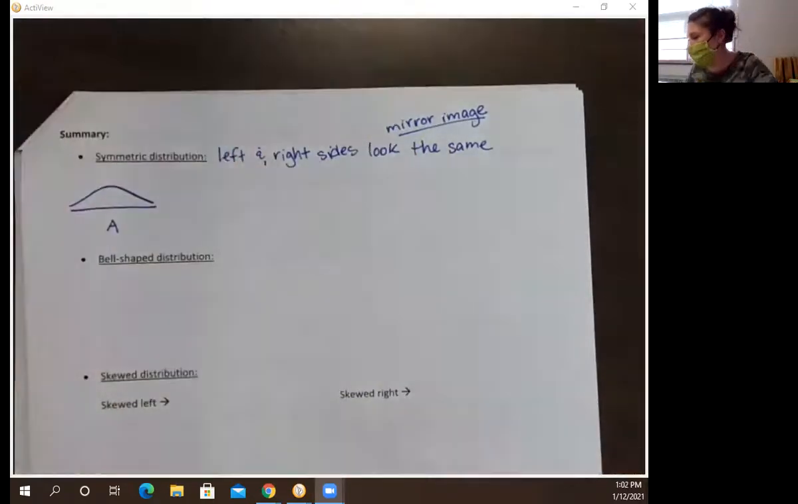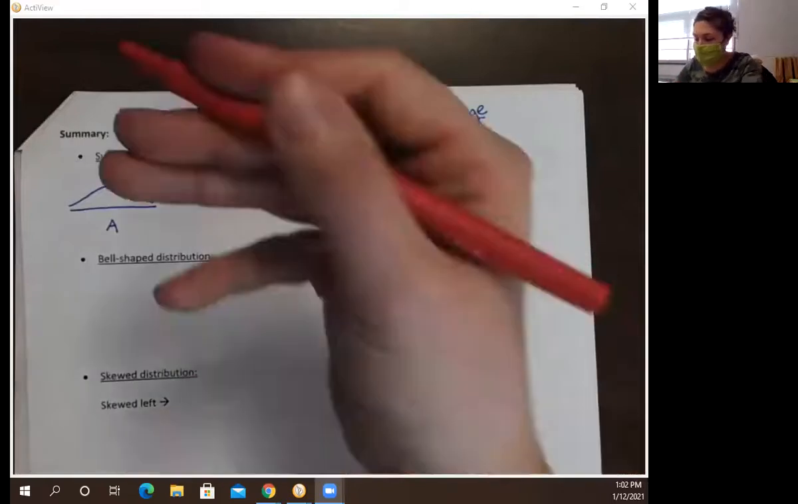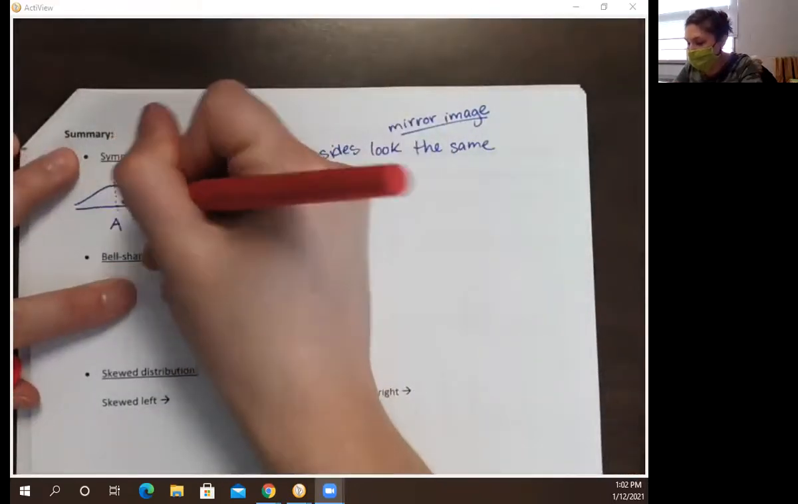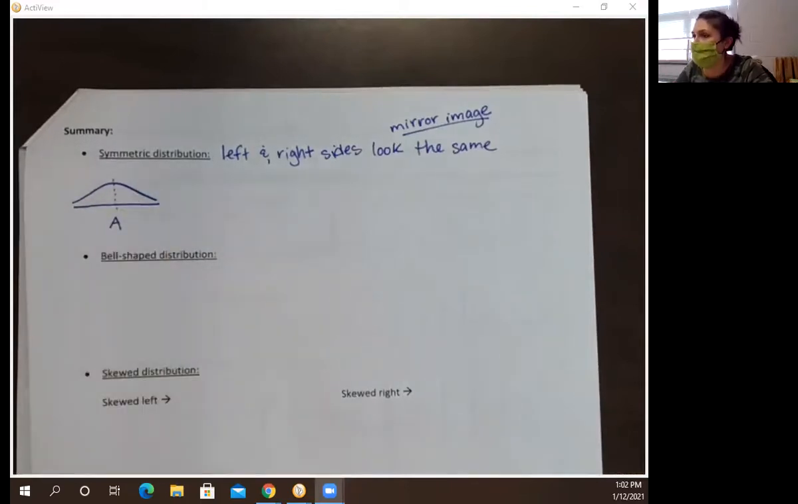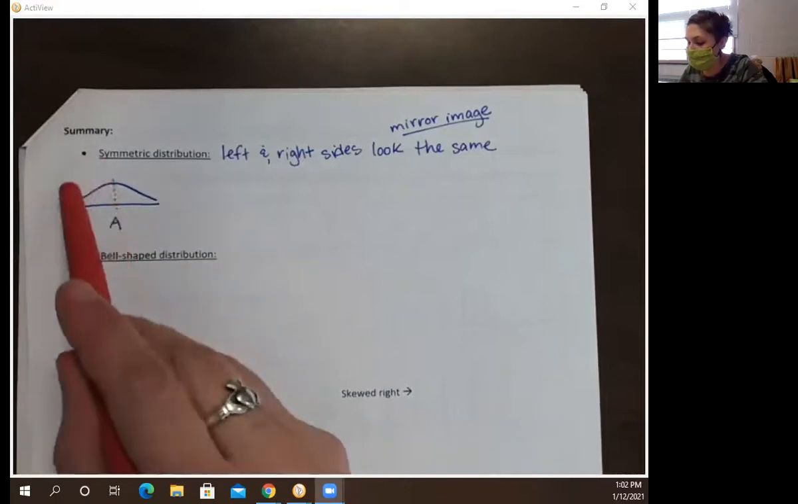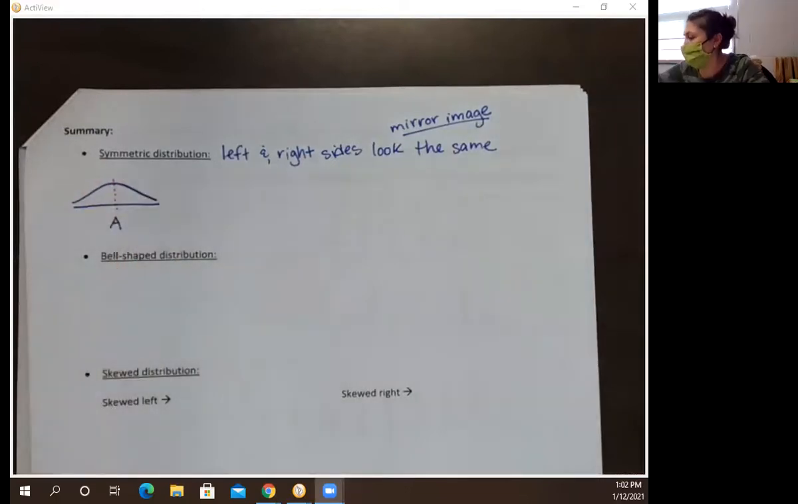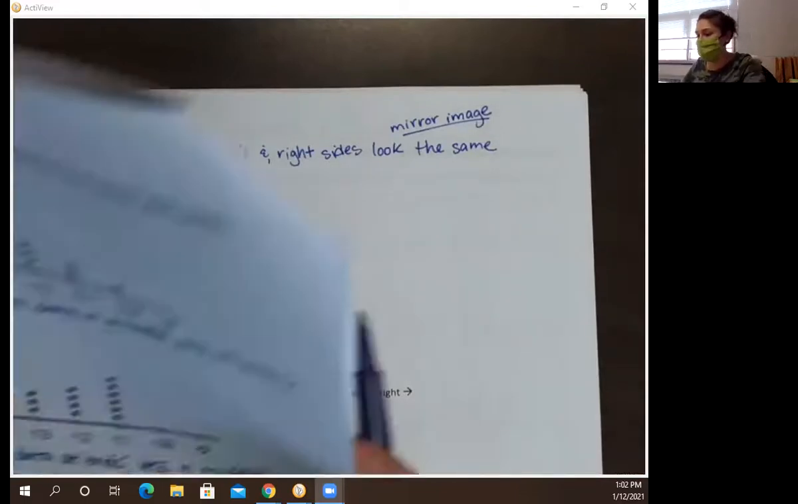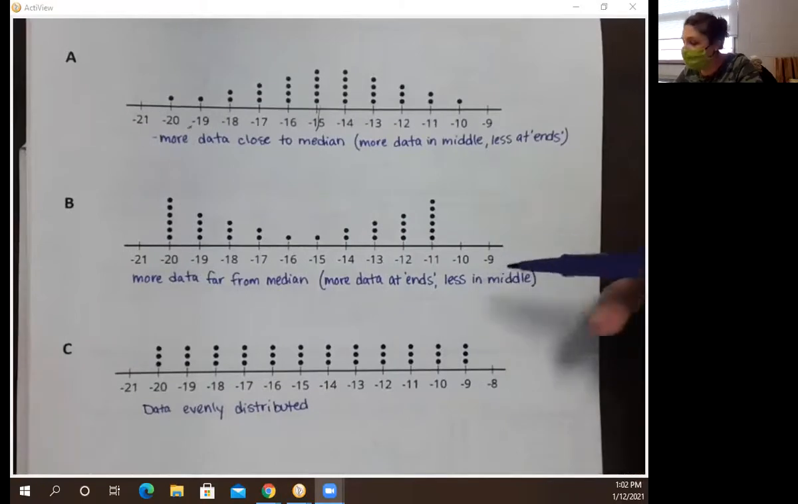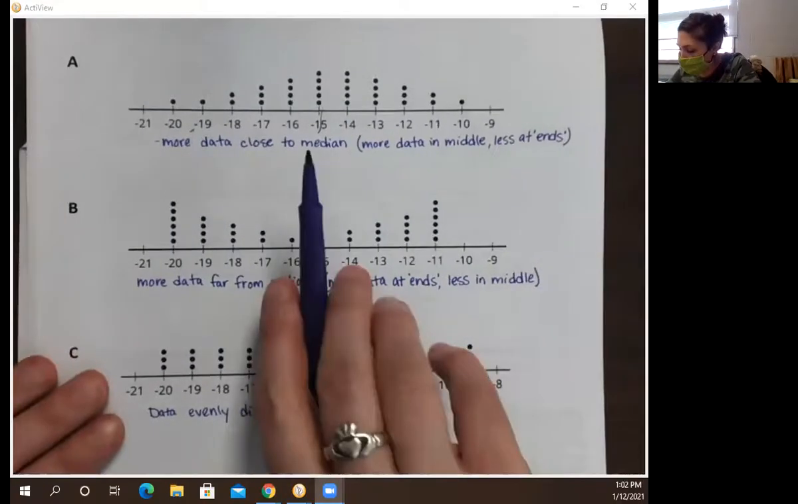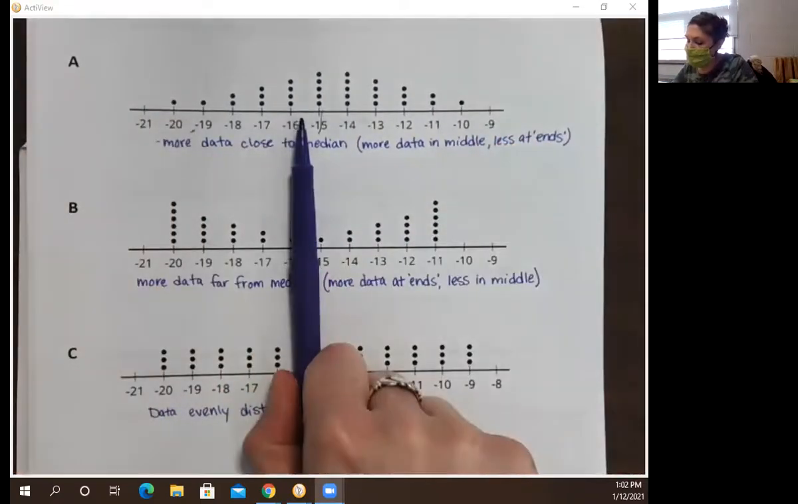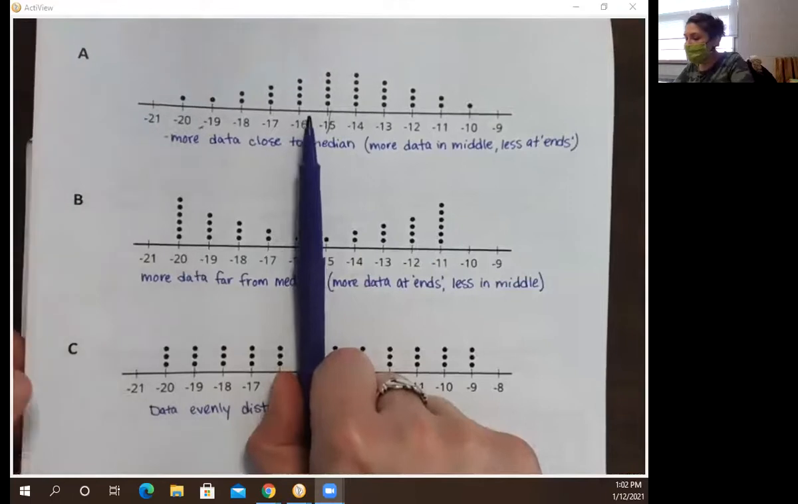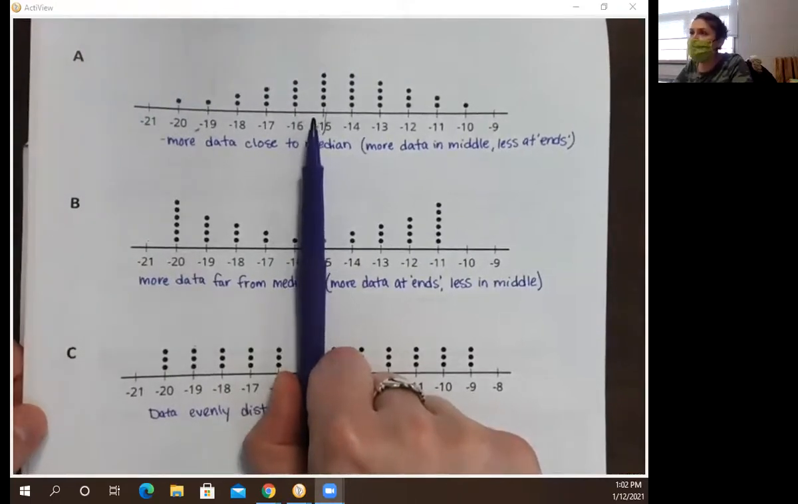So A was symmetric because if I cut it in half, the left and right are mirror images of one another. Think about if I fold it along that line, this side would match up with this side. B, which is kind of the inverse of A, has that same property. If I were to cut it in half, the left side and the right side are mirror images. They match up. So that would also be symmetric. If I can cut it in half and the left and right match up, that's symmetric.